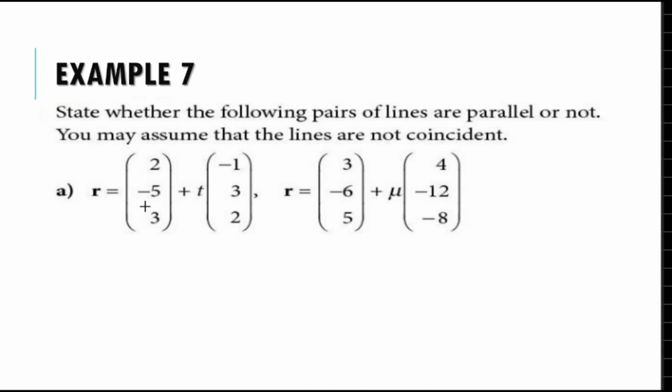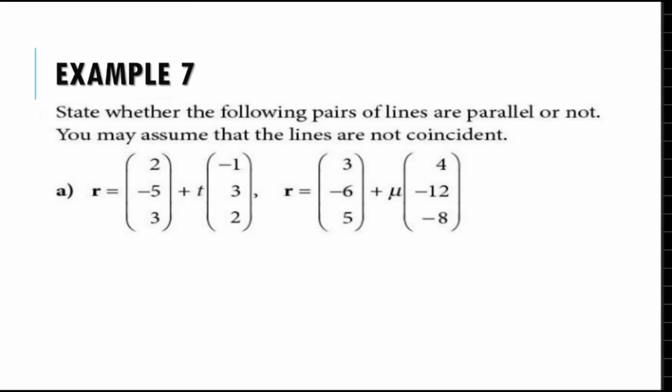State whether the following pairs of lines are parallel or not. You may assume that the lines are not coincident. We will follow the same process: we solve the equation, and then we use it to determine. So we equate both of the lines.